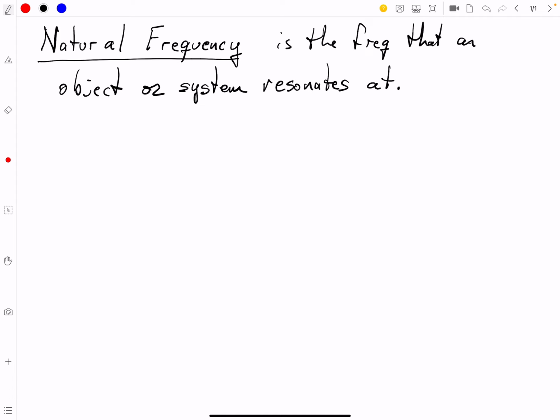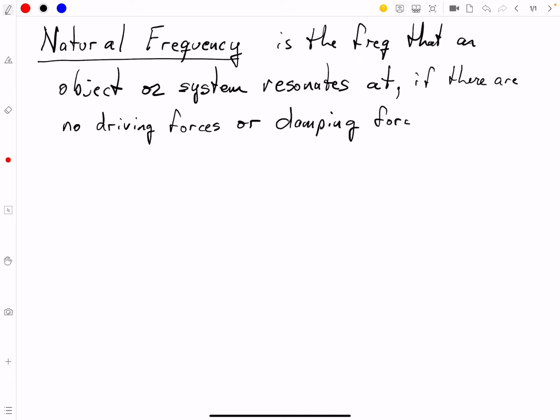So the natural frequency is the frequency that an object or a system resonates at. And I should put a comma here, if there are no driving forces or driving oscillations, so no driving forces or damping forces.